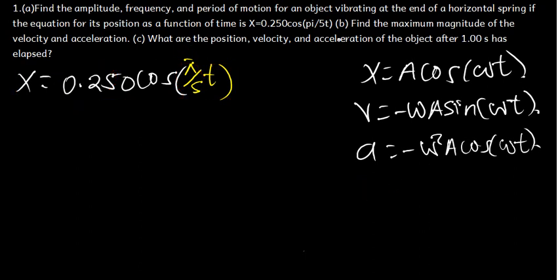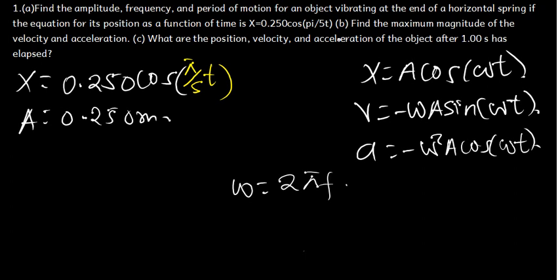So from here we can see that the amplitude is just basically 0.250 meters. What of the frequency? We know that the angular frequency is given by 2 pi f. You can know where this formula is coming from, because we derived this formula already in the previous video. So you can just watch the previous video which I just uploaded. This is the formula for angular frequency.